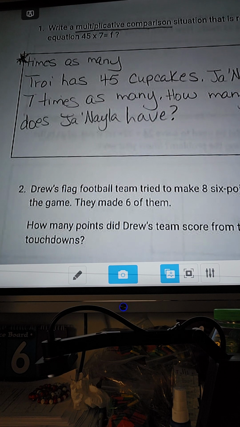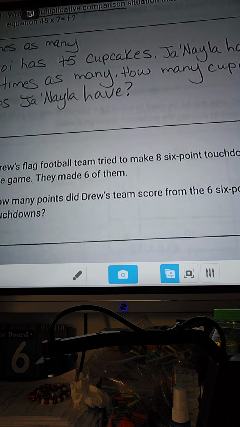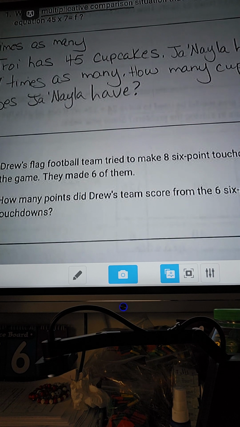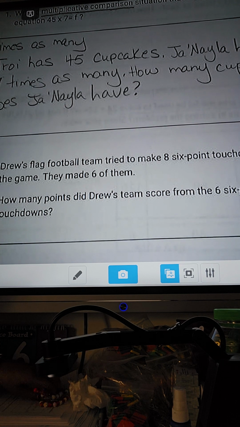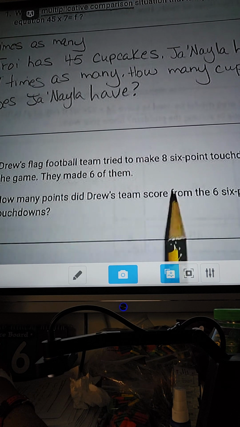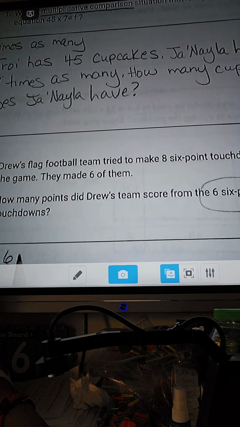Okay? All right, number 2, this is just like the do now that we just did. Drew's flag football team tried to make 8 6-point touchdowns during the game. They made 6 of them. How many points did Drew's team score from the 6 6-point touchdowns? Okay, so remember, this is your information. 6, 6-point touchdowns.